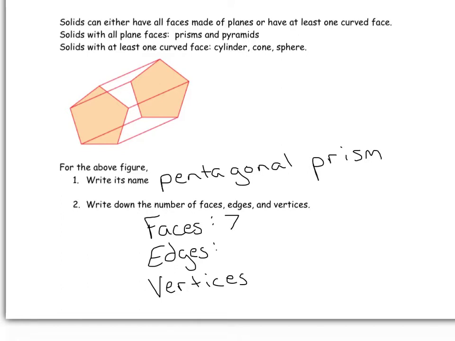The edges, we have 1, 2, 3, 4, 5, 6, 7, 8, 9, 10. And then the edges between each of those lateral faces. So 11, 12, 13, 14, and 15. Now count the vertices. Those are those points where they're connecting. So 1, 2, 3, 4, 5, 6, 7, 8, 9, 10.